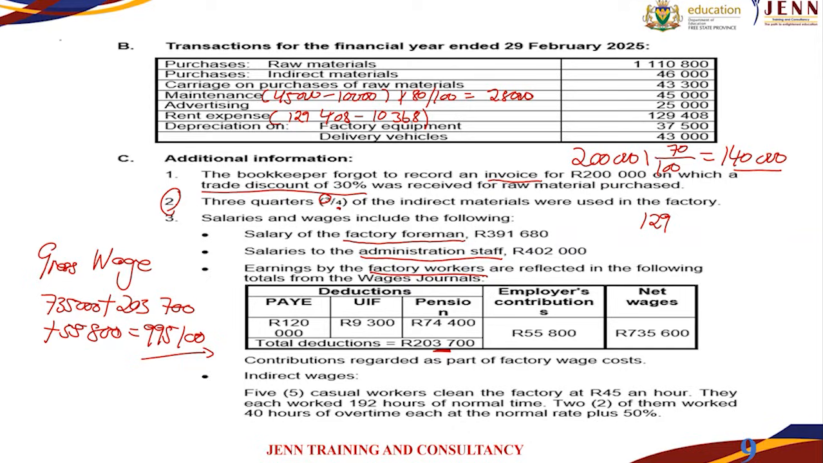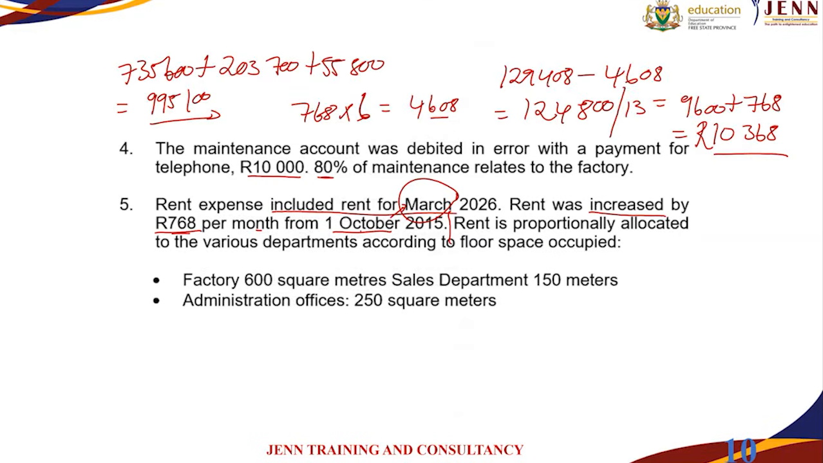But however, our calculation doesn't end here. Remember, they said what on number 5? They said rent is proportionally allocated to the various departments according to the floor space occupied. Now we need to know how much is our total floor space. For us to calculate our total floor space, we are going to say 600 plus 150, which will add up to 750, plus 250. Now it means our floor space is equal to 1,000 square meters.